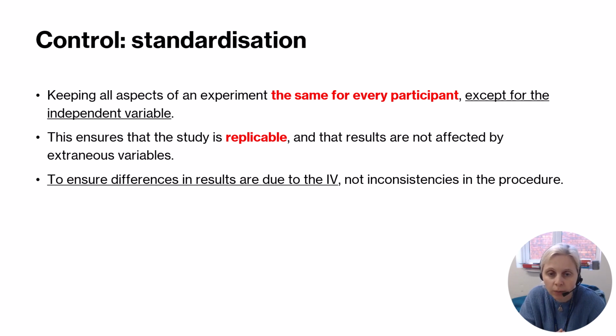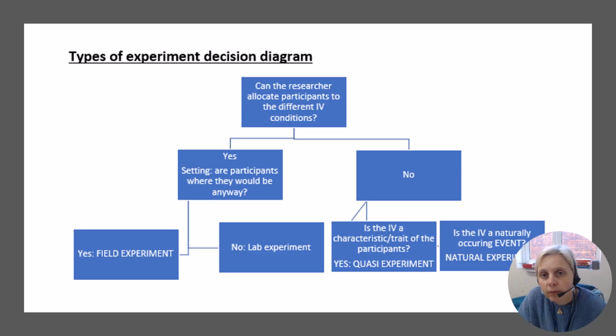So if they were to ask you why standardization is important, it's because it allows us, A, to make the study replicable and therefore to retest the hypothesis, but also to ensure that the differences in results are due to the independent variable and nothing else. So another tricky one is the decision of what type of experiment is being used.